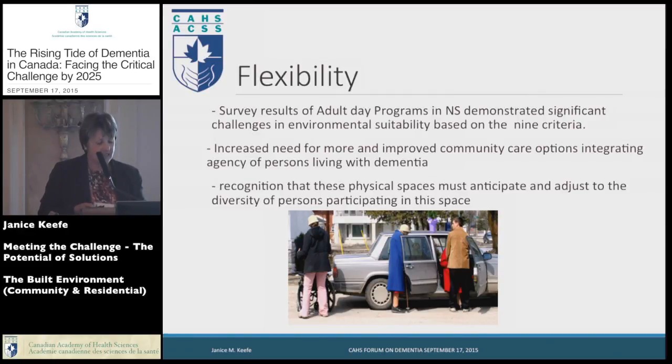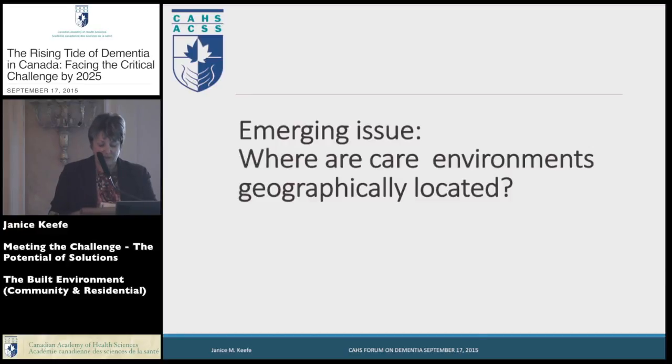So we need to recognize the need for more and improved community care options that integrate the agency of the person living with dementia, and that these physical spaces also need to anticipate and adjust to the diversity of the person living in this space. Finally, I want to talk about an emerging issue: where care homes are geographically located.